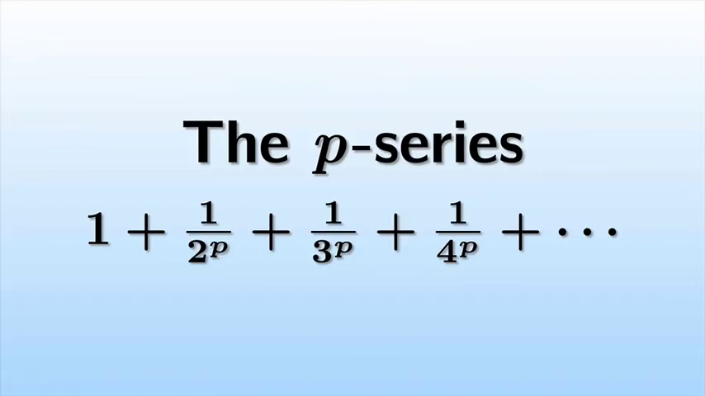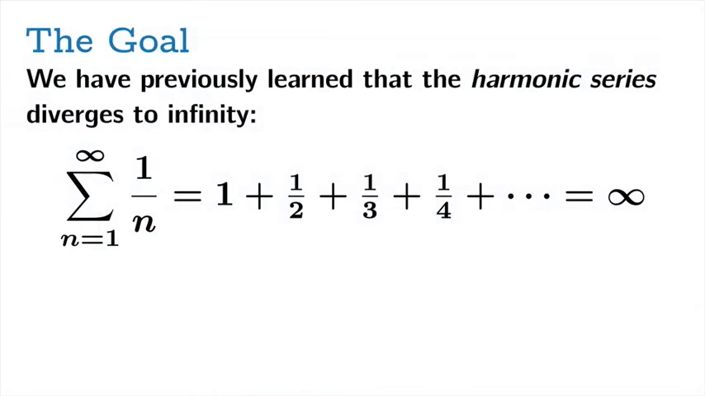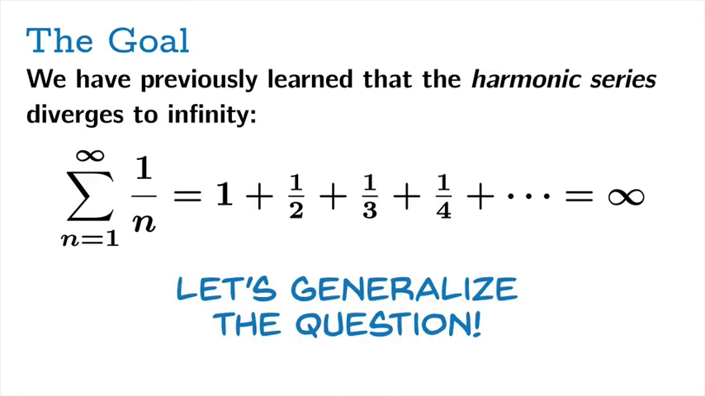Hey folks, in this video we're going to take a good look at the so-called P-series. We've previously learned that the harmonic series diverges to infinity. So if you take the reciprocals of the natural numbers and turn it into a series, the sequence of partial sums diverges to infinity. So let's generalize the question.